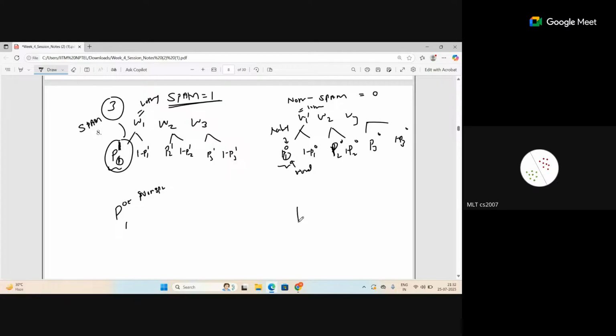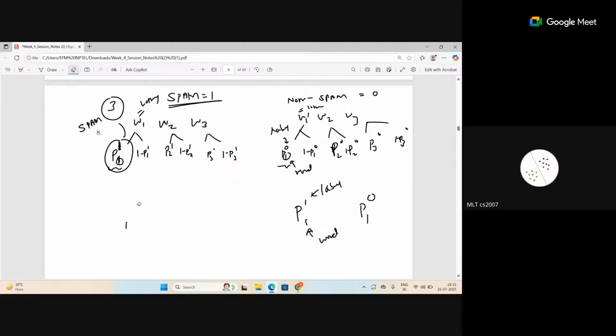So when I say p1 of 1, that is word 1 and label 1. In the top, the superscript is the label, and the subscript is the word. So p10 is this one, for non-spam. Fine, right? Okay.